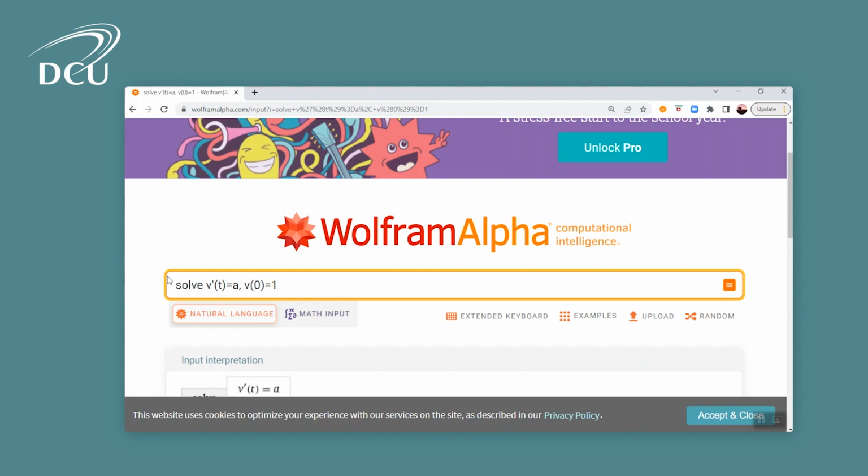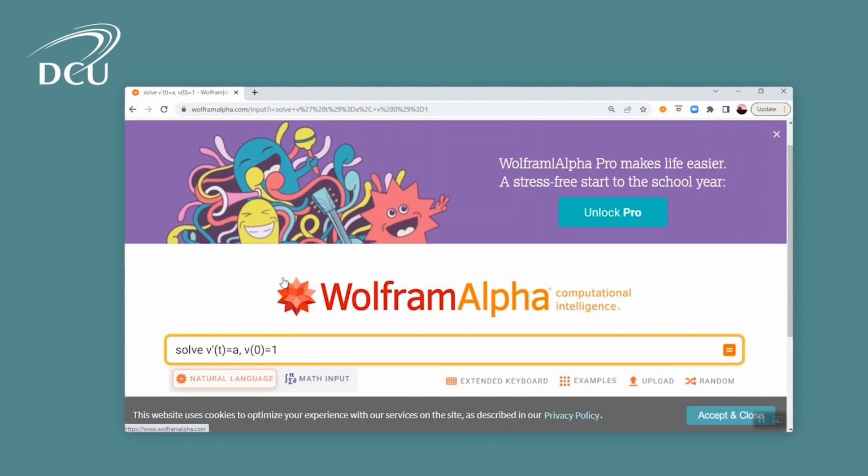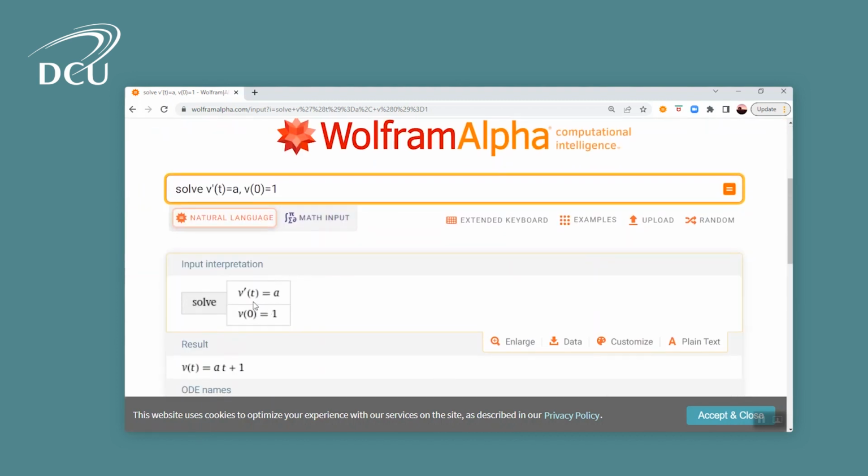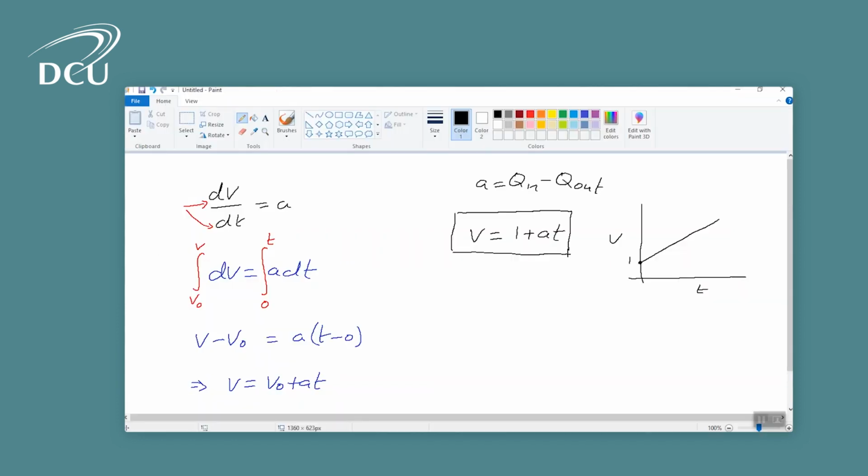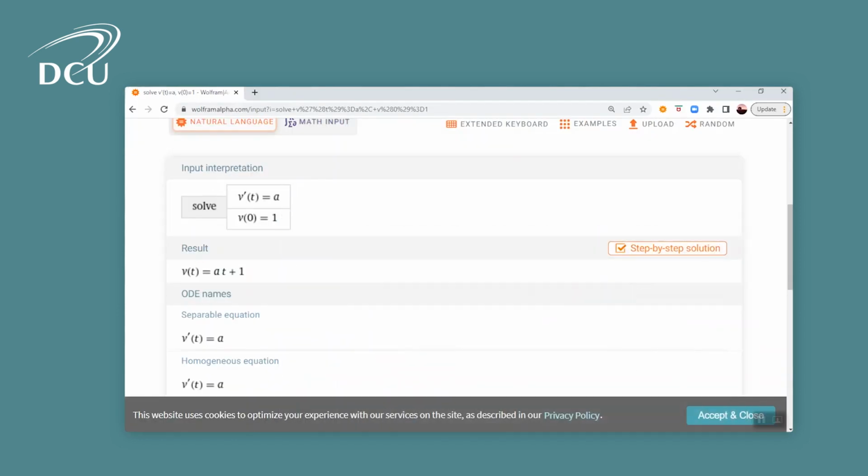So when we enter that into Wolfram and press enter here, we'll see. So it's asking you to solve dV/dt is equal to A with the volume at time 0 to be 1. And there we have the exact same answer as we got by doing it manually ourselves. So that's a very simple problem for Wolfram.